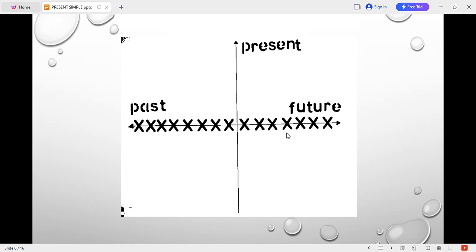our daily routine, daily activity, or the general truth. For example, the sun sets in the west. In the past time, the sun also set in the west, not in the east or south or north. And in the future time, the sun always sets in the west. That's a general truth, which refers to the present simple tense.